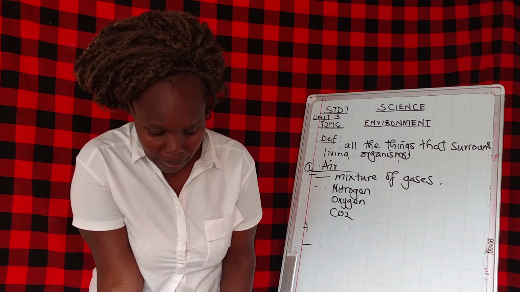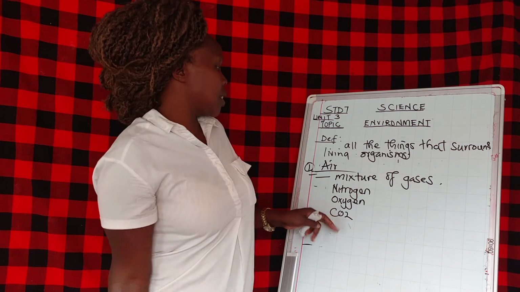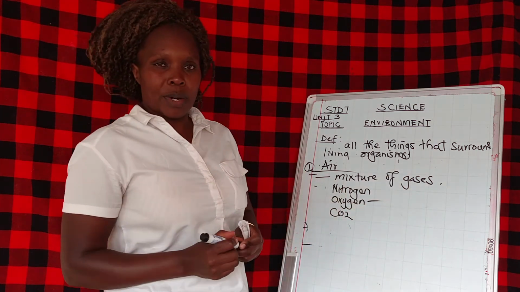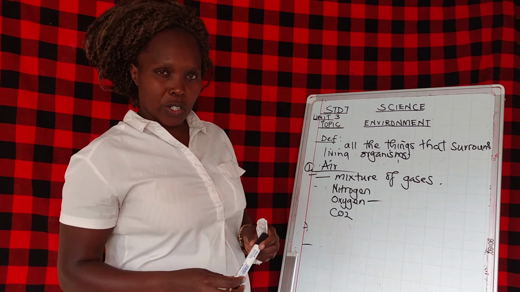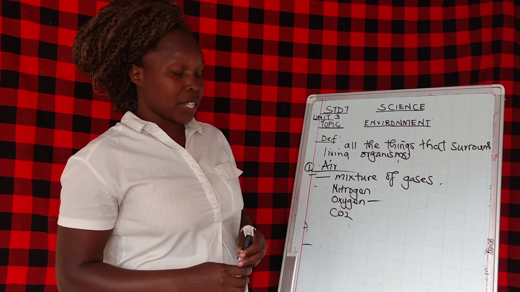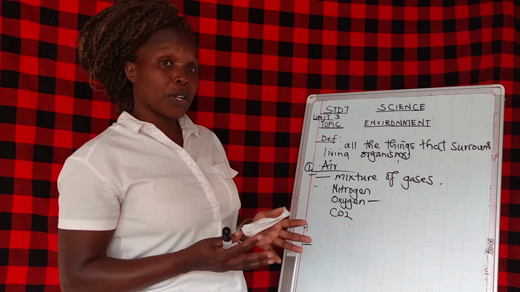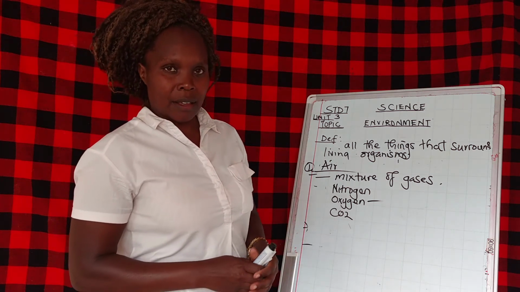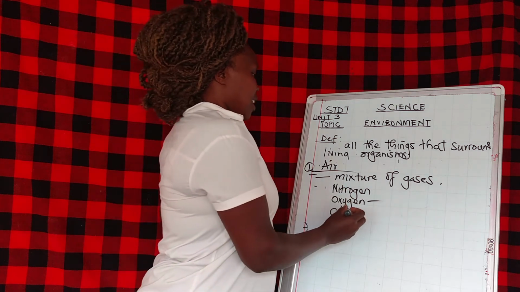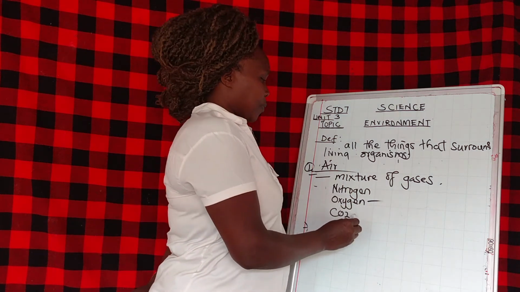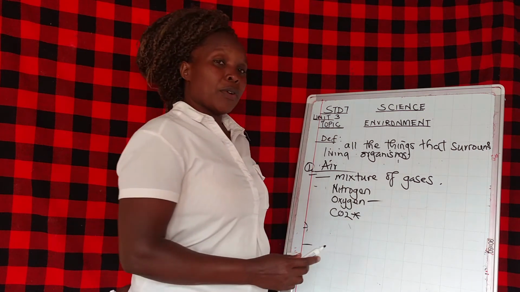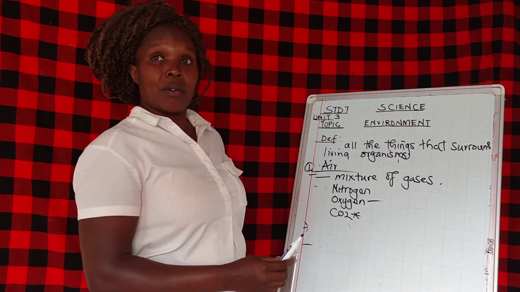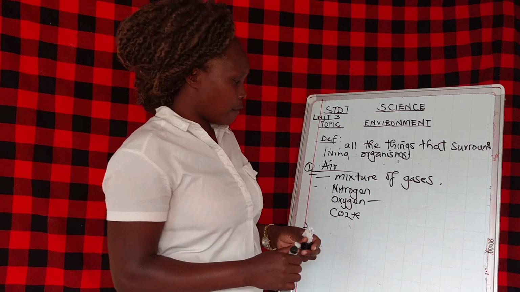For example, if we talk about oxygen, we human beings depend on oxygen for survival. We breathe in oxygen and we give out carbon dioxide, which is very essential to plants. The plants majorly depend on carbon dioxide during the process of photosynthesis, that is when they are making their own food.